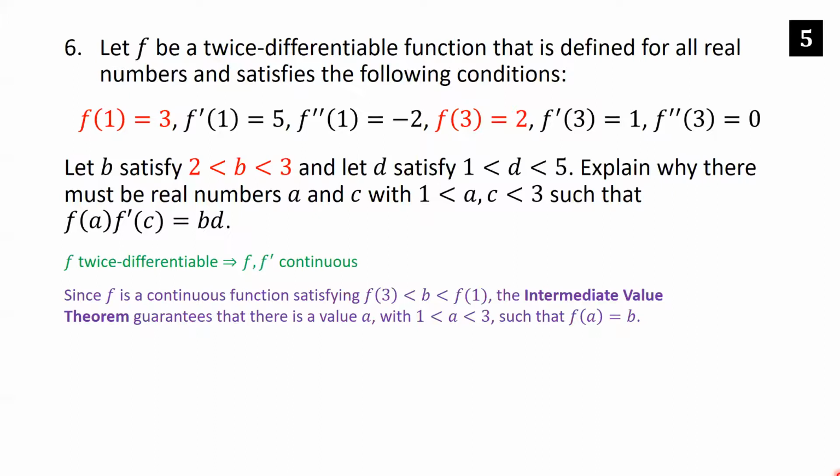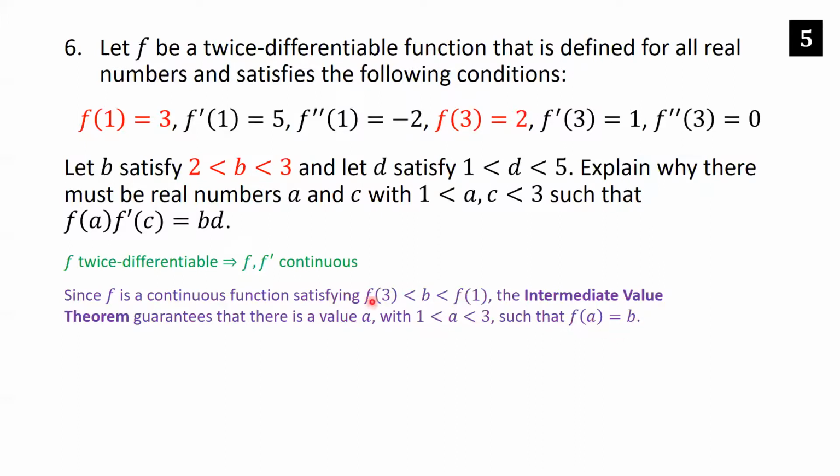Okay, since f is a continuous function, satisfying that B is between f of 3 and f of 1, right? B is between 2 and 3, but 2 is f of 3, and 3 is f of 1. So since B is between those two values, the intermediate value theorem guarantees a value A between 1 and 3, such that f of A is equal to B.